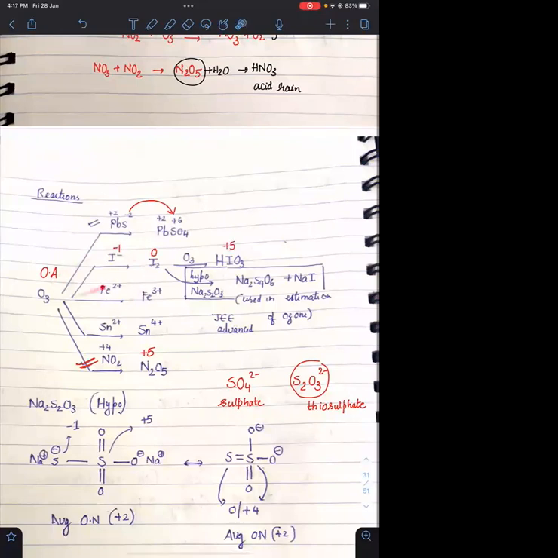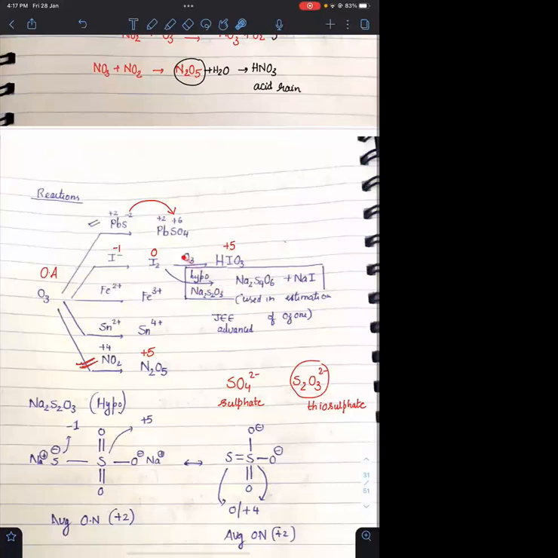This particular reaction is used for the estimation of O3, which is done by the estimation of I2 with the help of hypo, sodium thiosulfate. Whenever the I2 is formed and passed through sodium thiosulfate, it will convert into sodium tetrathionate plus NaI. So the equivalence of I2 reacted must be equal to the equivalence of Na2S2O3 reacted, which will be further equal to the equivalence of O3 reacted. So indirectly, this reaction is used for the estimation of I2 or the estimation of O3.